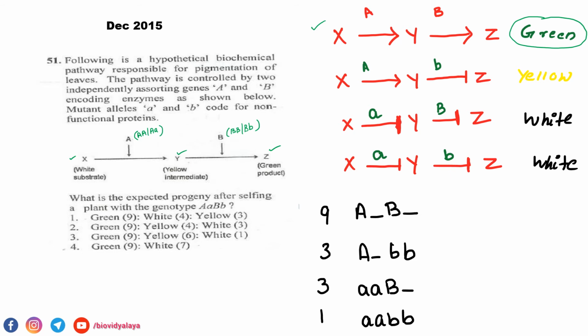If the dominant form of the gene A is present but the dominant form of the gene B is absent, then the white substrate will convert to yellow intermediate, but this yellow intermediate will not convert to green product because of the absence of the dominant form of the gene B. So the phenotype will become yellow.